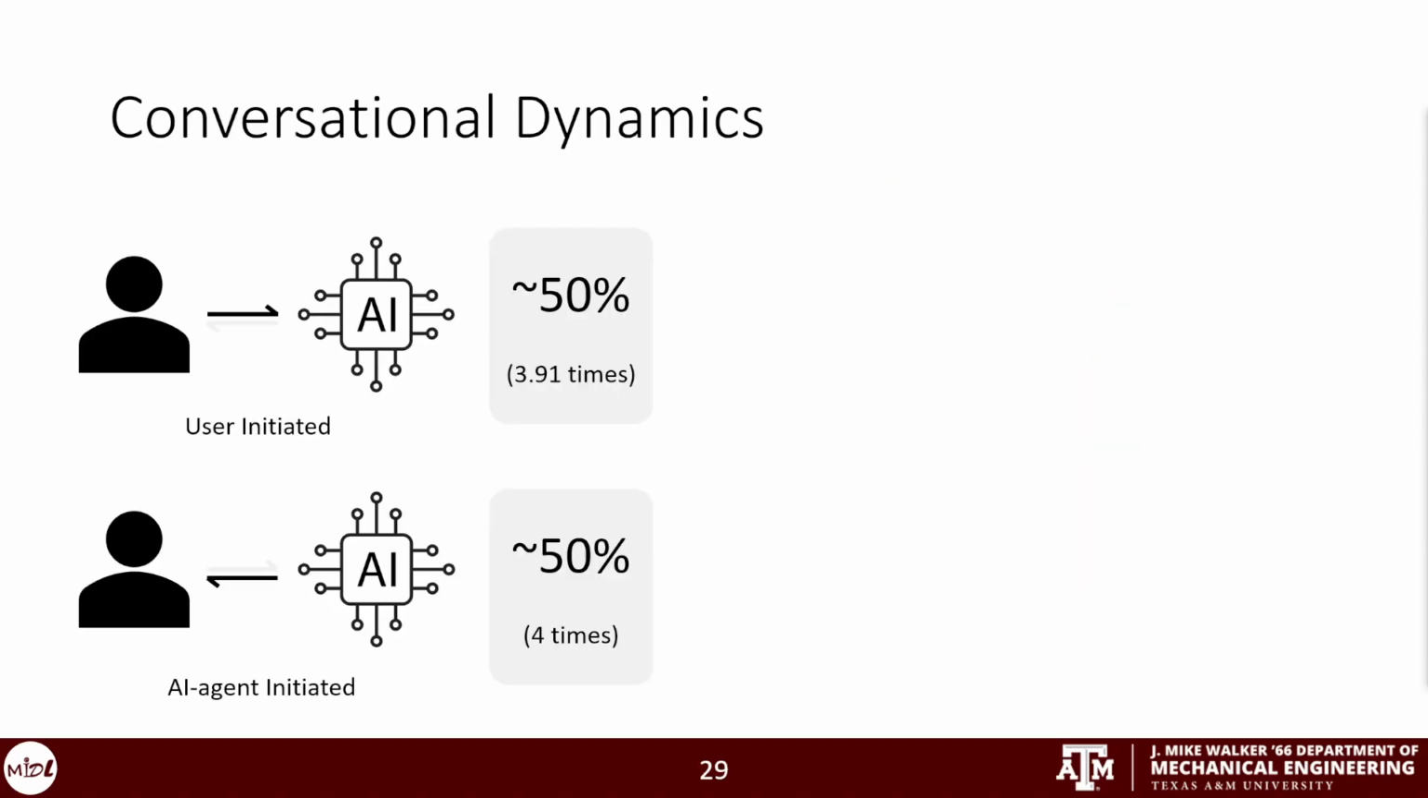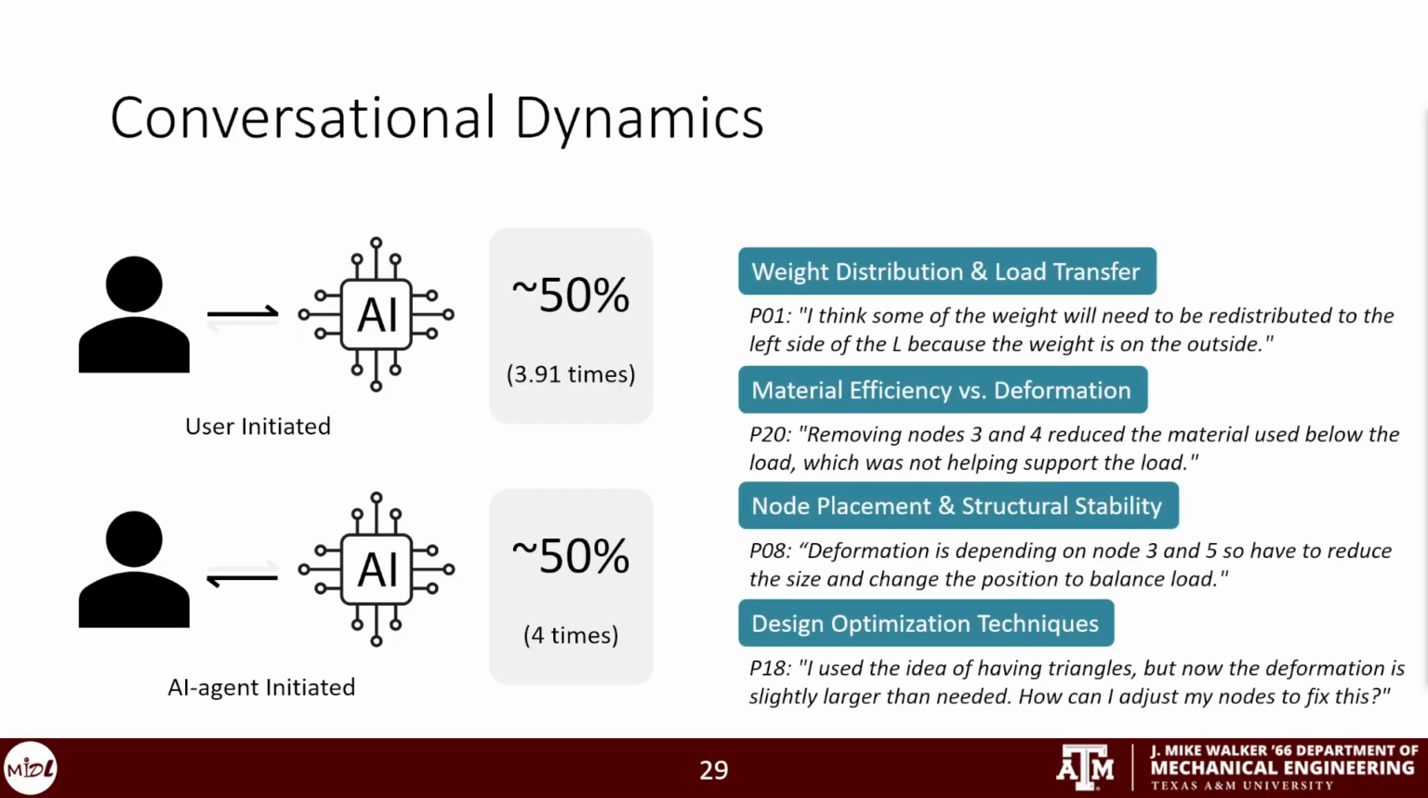Now, looking at the conversational dynamics, we saw a good balance between users asking for suggestions and the agent posing reflective questions. And to understand the underlying themes in their conversations, we carried out a thematic analysis, which highlighted some of the core structural concepts such as weight distribution and load transfer that drove the discussions between the users and the AI agent.